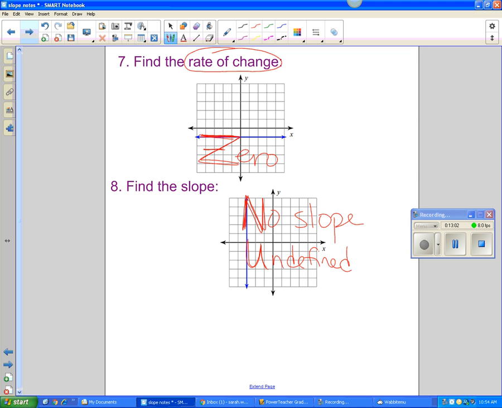Again, the way I remember this is a U. I think about it going up for a U. Up and down for undefined. All right, so what's the answer to this one? 0. What's the answer to this one? No slope. Okay.